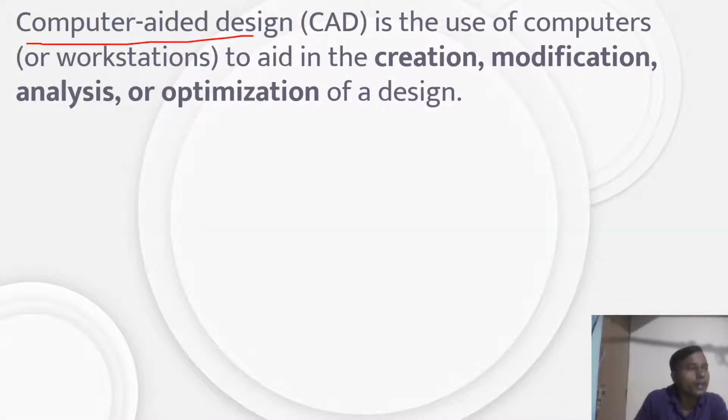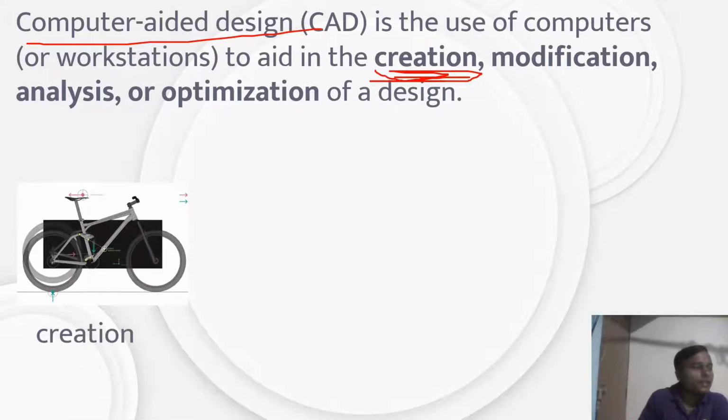When you decide to manufacture the bicycle using CAD software, the first step is computer design, which is the use of a computer or workstation to aid the creation. It means you can model this component or bicycle in software like CATIA, Pro/E, whatever software you are using. With this software, you can create the model, any number of models, whatever dimensions you provide. This is called creation.